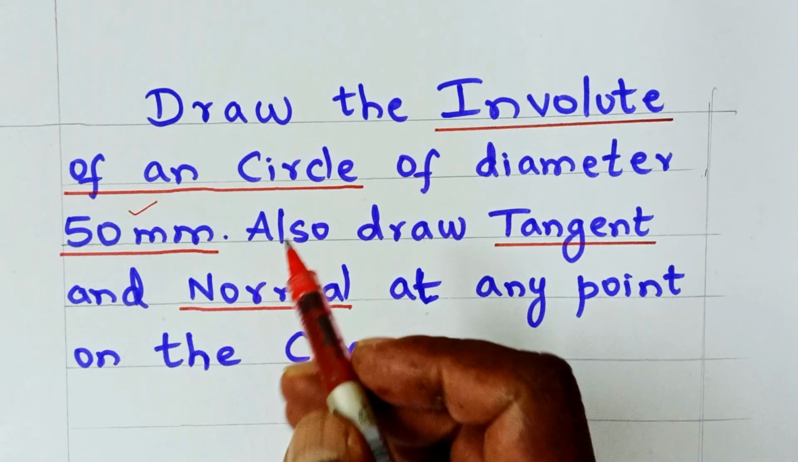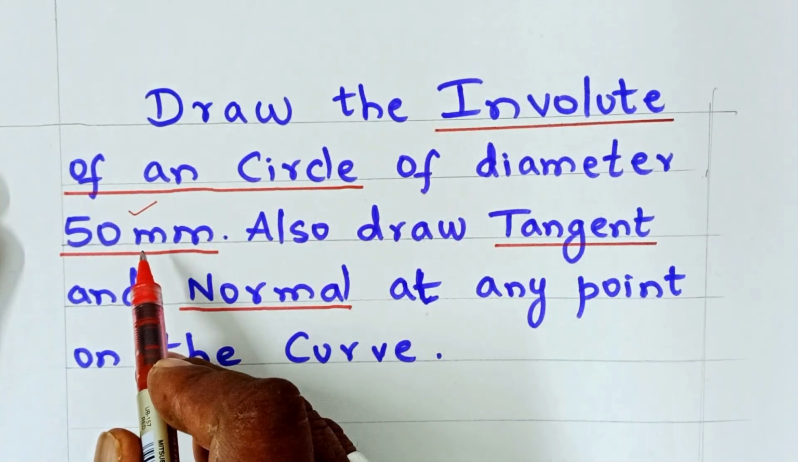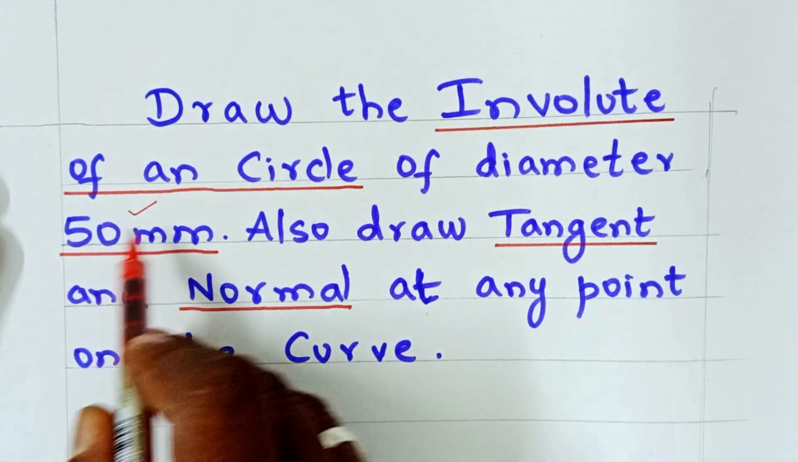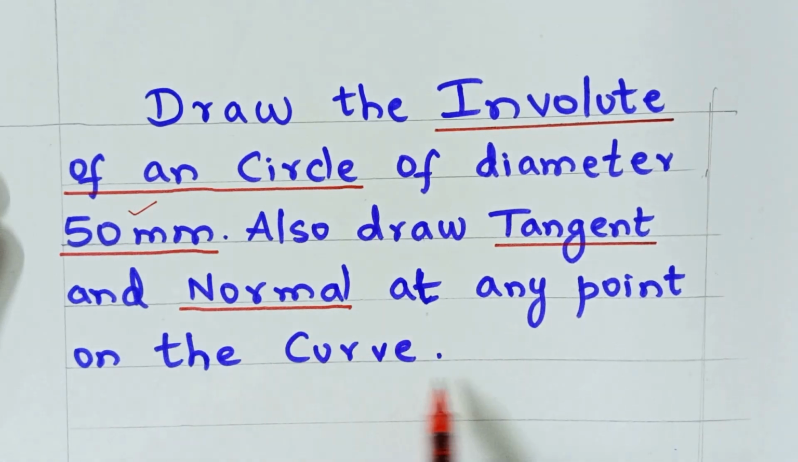Please read the question. Draw the involute of a circle of diameter 50 mm. 50 mm means 5 centimeter, so you have to take the radius as 25 mm. Also draw tangent and the normal at any point on the curve.